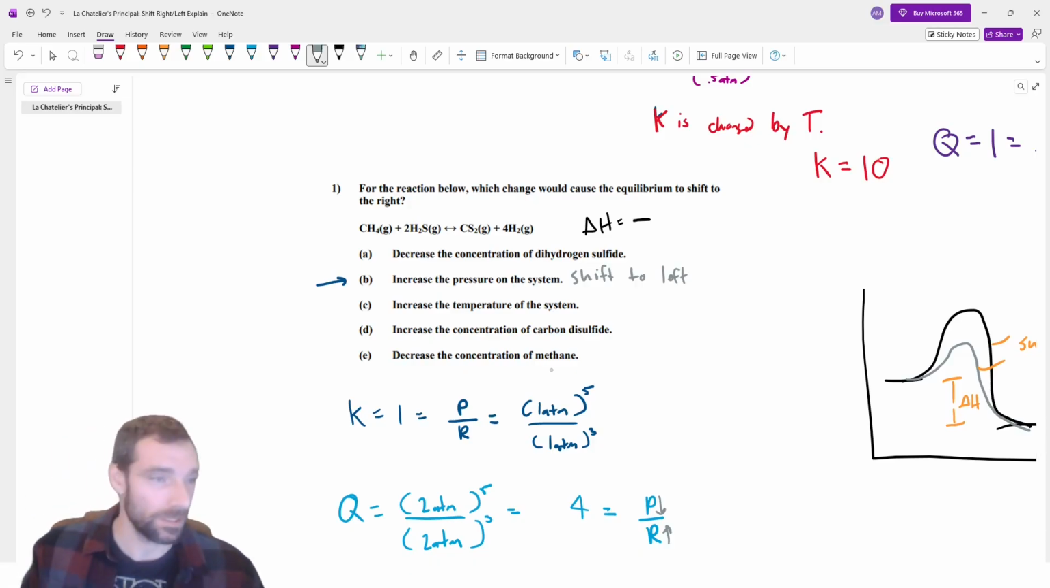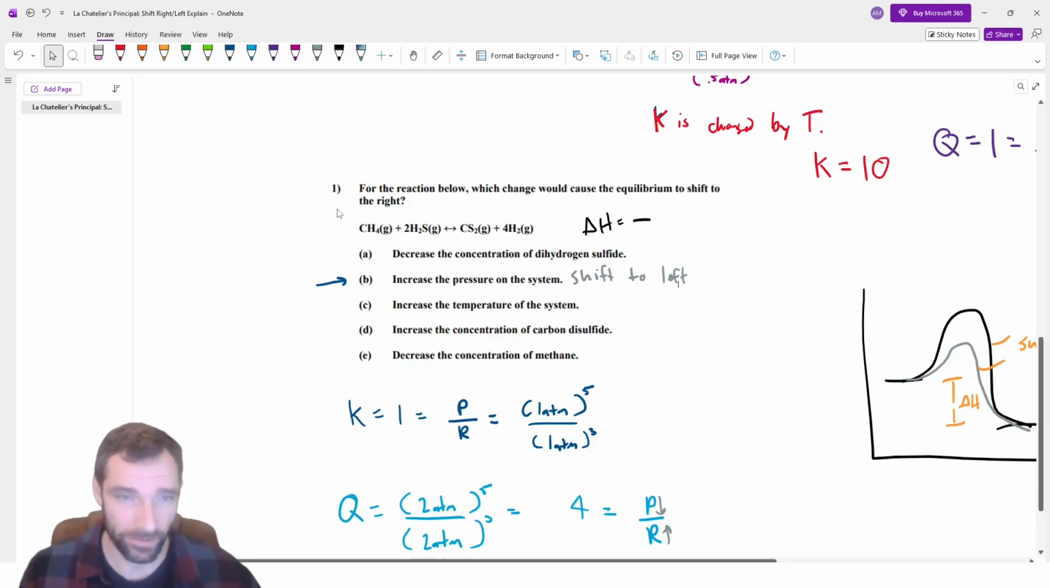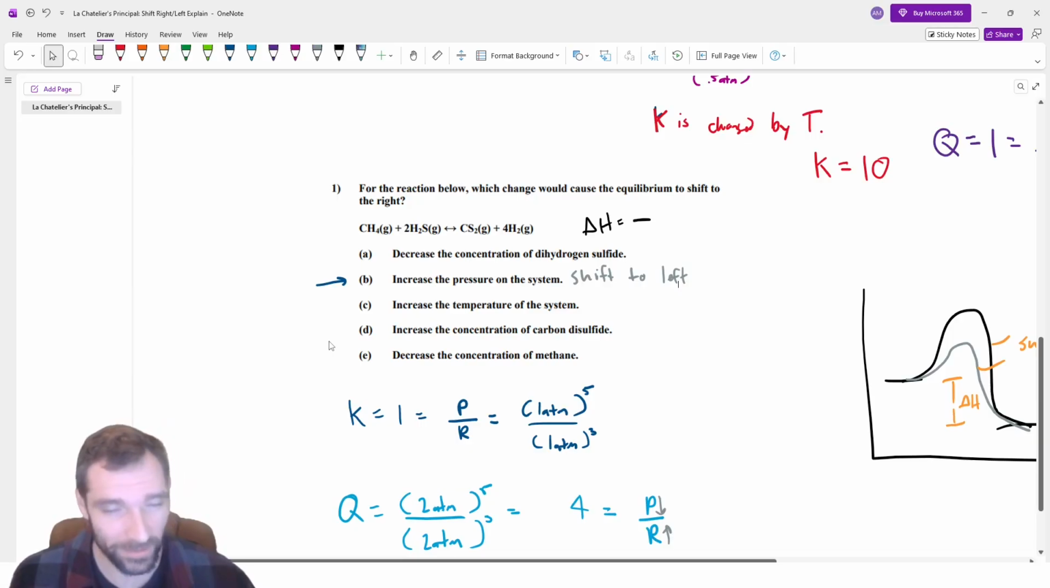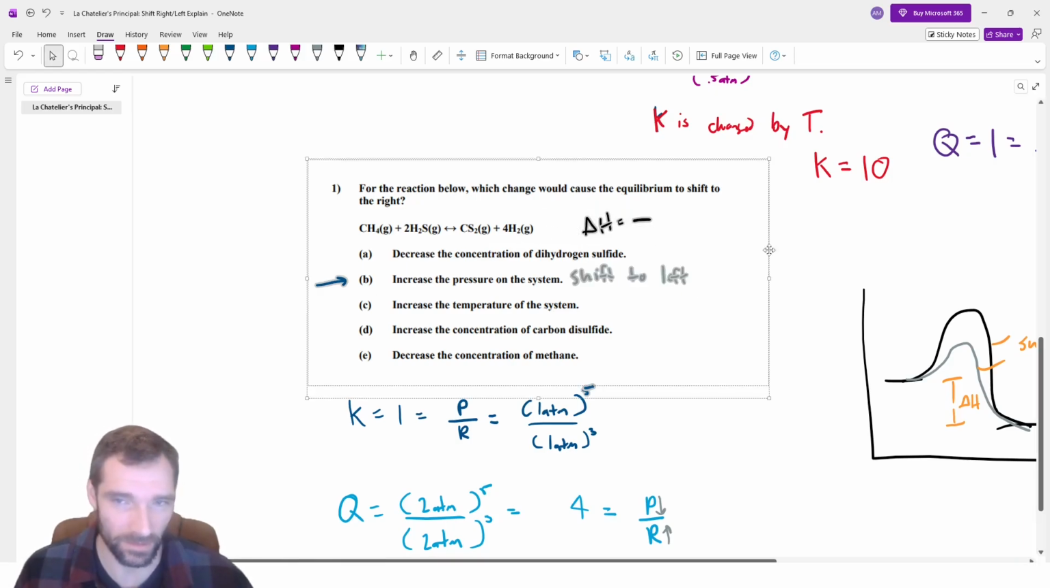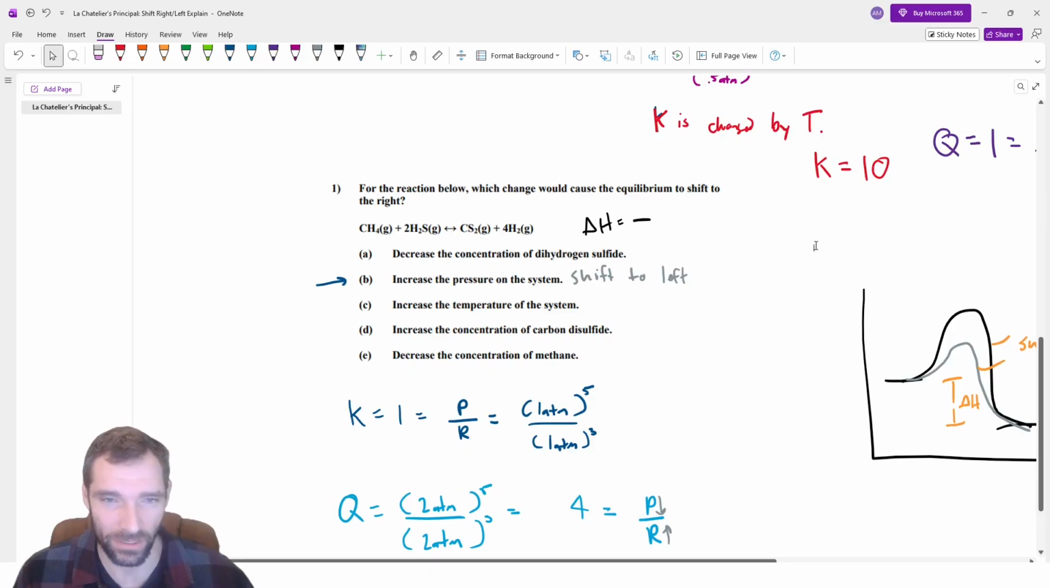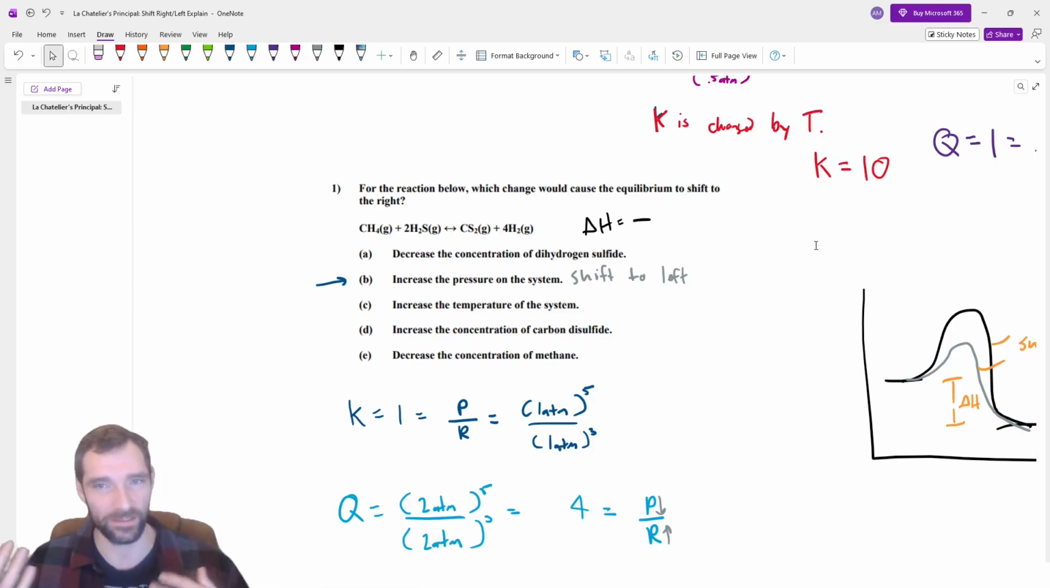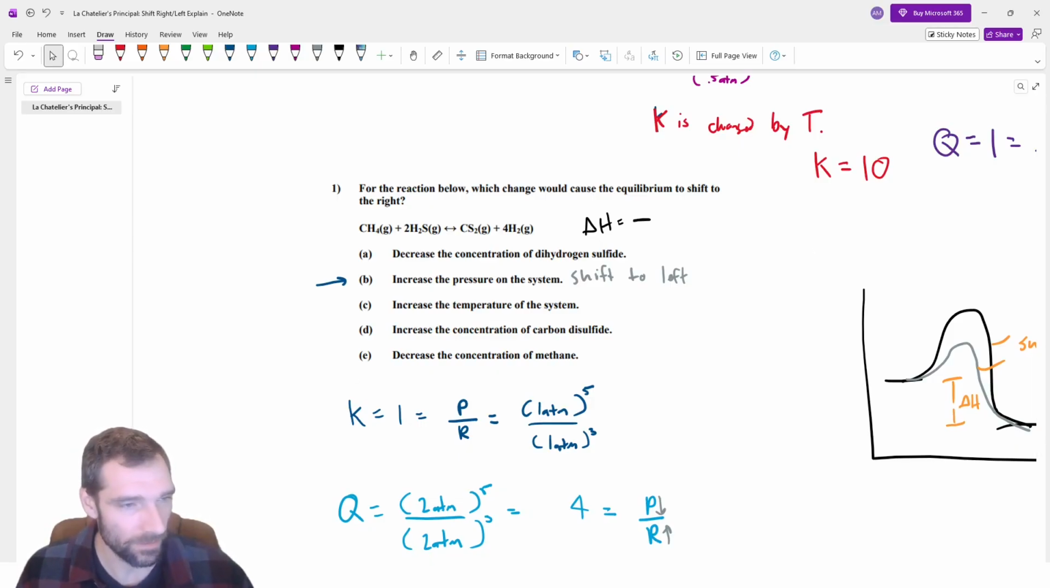I'm going to leave you with a challenge question where you're trying to figure out which one of these answers is correct. Go ahead and put it as a comment in the comment section of the video. I did need to add in the change in H value here because without that information, you can't think about the temperature change and how that affects the shifting to the left or the right. Okay, I think that's just about everything for Le Chatelier's principle.